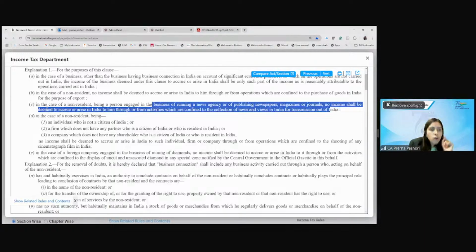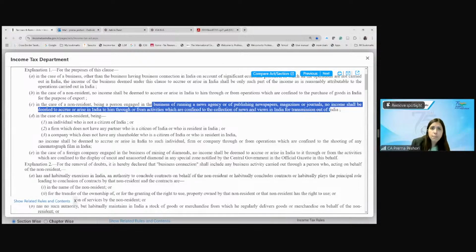Third, in the case of a non-resident, who is an individual who is not a citizen of India, or a partnership firm which does not have any partner who is a citizen or resident of India, meaning a completely non-resident partnership firm, or a company which does not have any shareholder who is a citizen or resident of India, no income shall be deemed to accrue or arise in India to such individual, firm or company through or from the operations which are confined to the shooting of any cinematograph film in India.